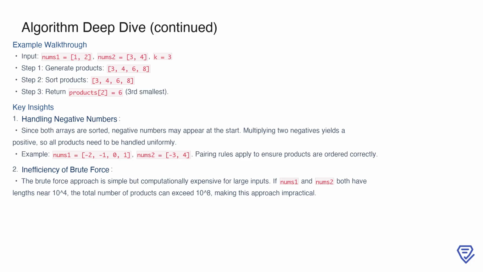The second insight is the inefficiency of this brute force approach. When nums1 and nums2 are large, say with lengths near 10 to the power of 4, the total number of products can exceed 10 to the power of 8. This makes the brute force approach too slow and memory intensive for practical use, motivating us to consider alternative methods.